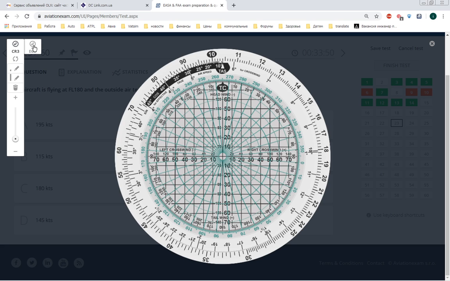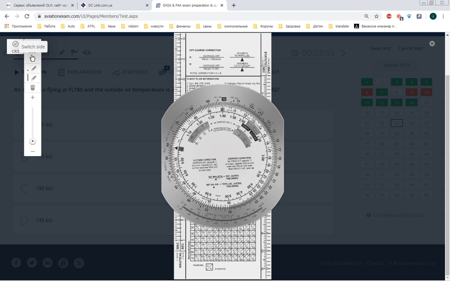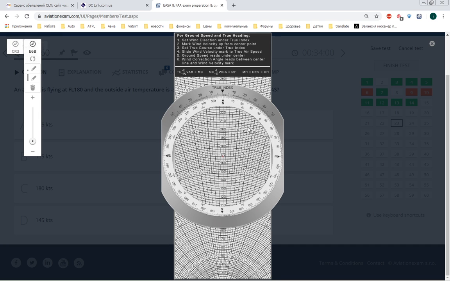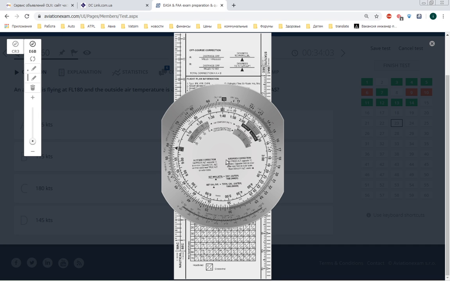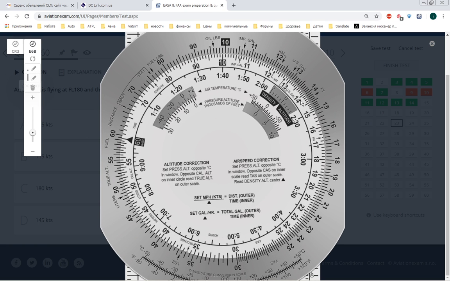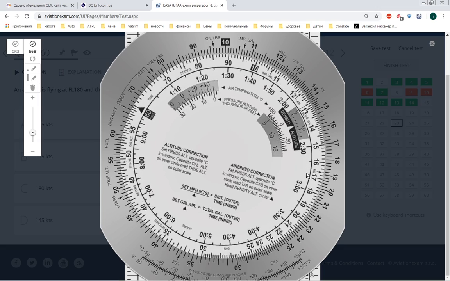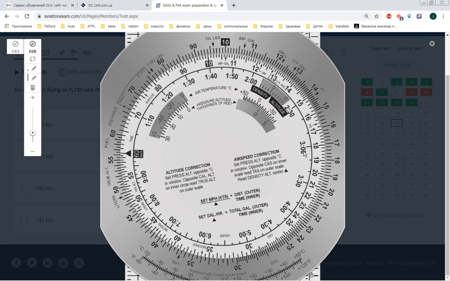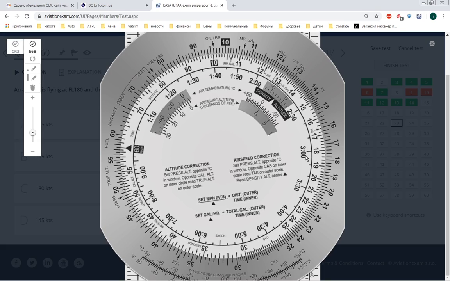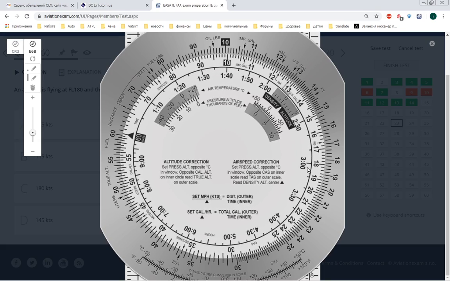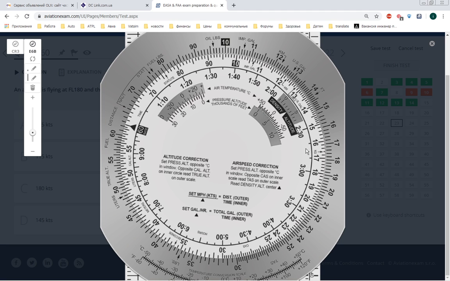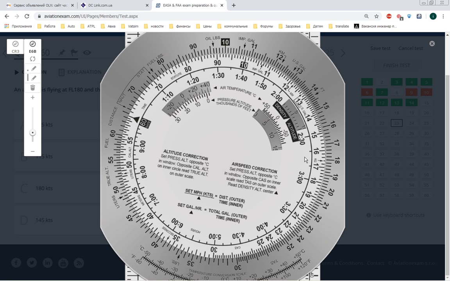There are two different kinds of flight computer. I use the E6B. It has two sides. For this exercise we use the first side. So okay, we see here several disks which can be rotated manually by holding the left button on your mouse.